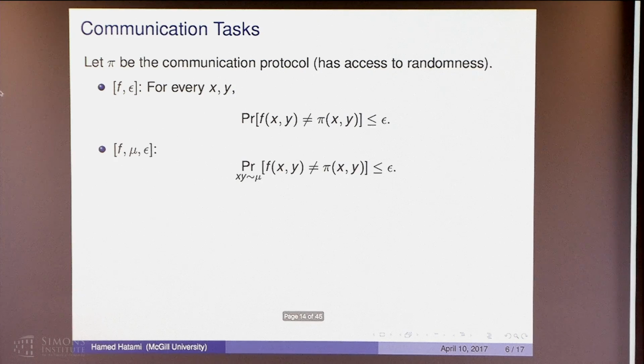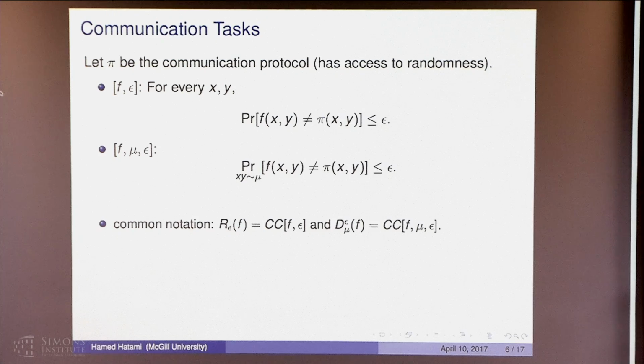The second task is the distributional task, which I'll denote with this mu here, to say that in addition to the randomness in pi, now we also sample the inputs randomly. So x and y are also sampled according to some distribution mu, and now what I care about is, if you sample this input randomly and then run your random protocol, what is the probability that an error happens? In the second task, this is what I'm interested in. And of course, this is an easier task compared to the first one. If you can do the first, of course, you can do this for every mu.